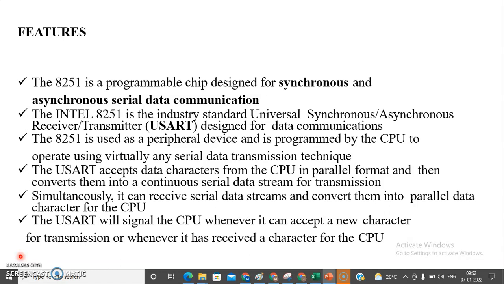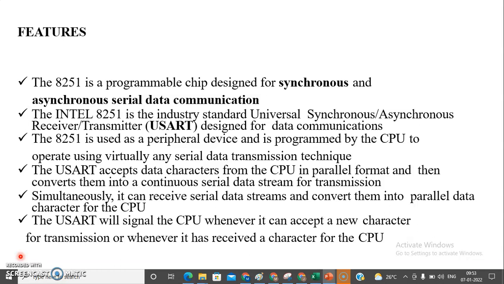This 8251 is a programmable chip where you can set the mode, baud rate, at what speed the data has to be sent, in what mode the data has to be sent, whether in synchronous mode or asynchronous mode. Everything can be set. Therefore, it is called as programmable chip. It is generally called as synchronous and asynchronous serial data communication.